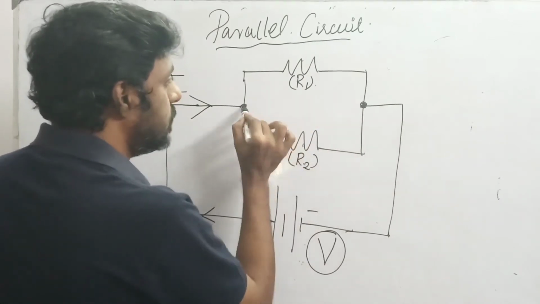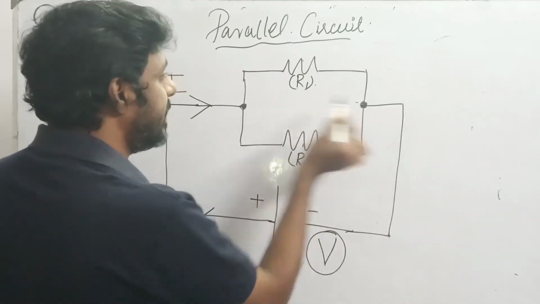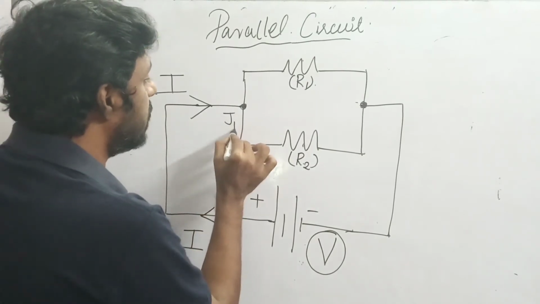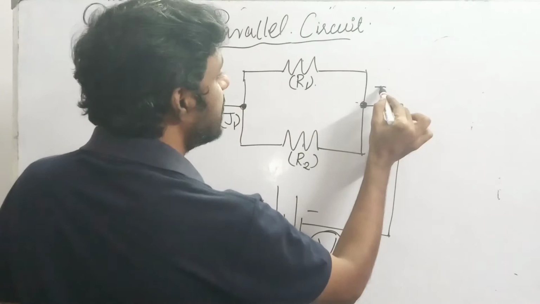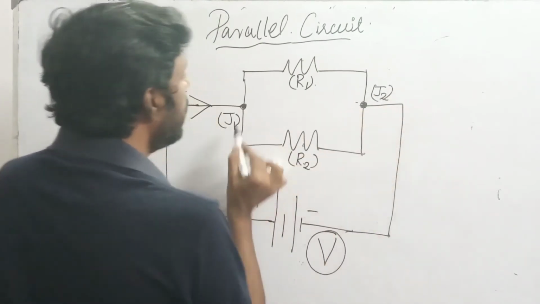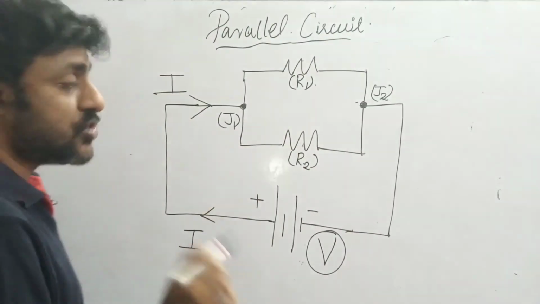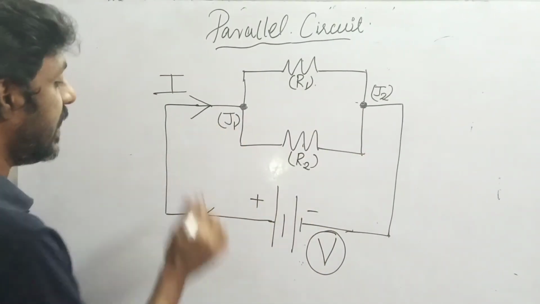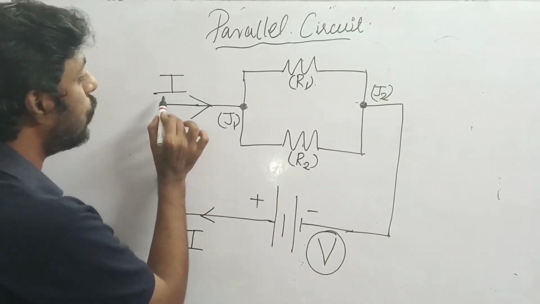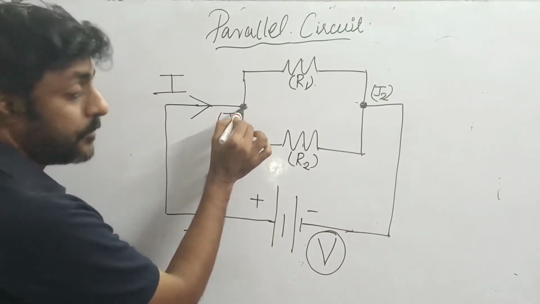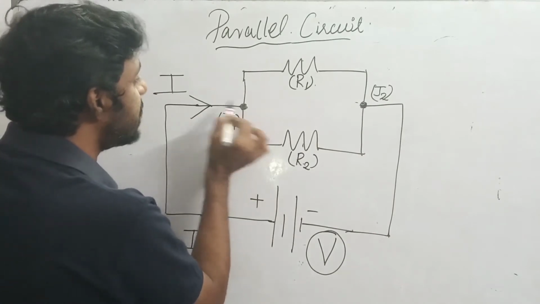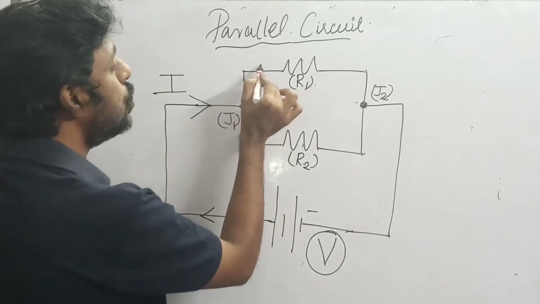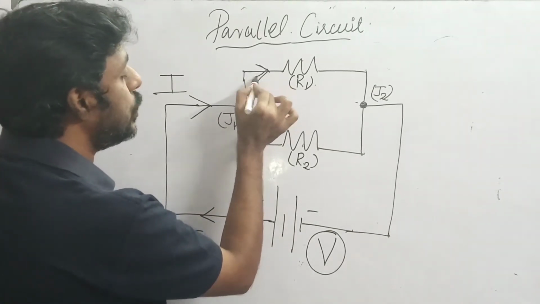These 2 points are very important as far as a parallel circuit is concerned. Let us assume that this point is called J1, junction 1, and this point is called J2, junction 2. So in this we have 2 junctions. What is the significance of these junctions? We need to analyze. Now this current I keeps on flowing. It goes till this junction. At the instant when it touches this junction, the current I will divide into 2 parts.